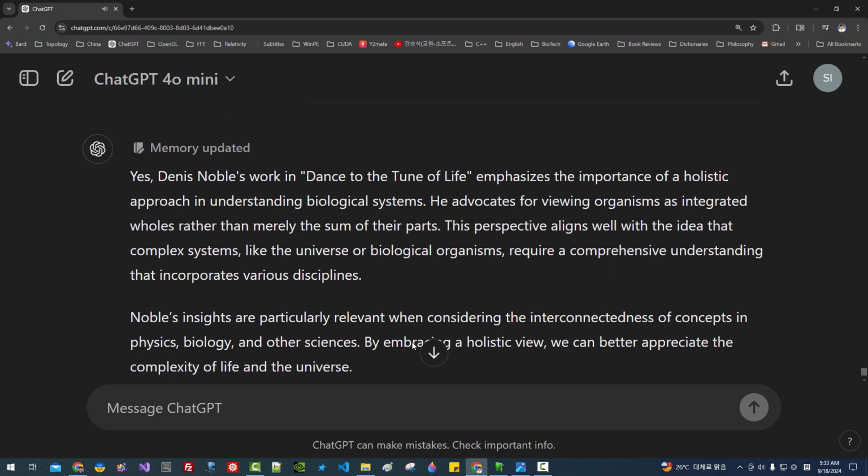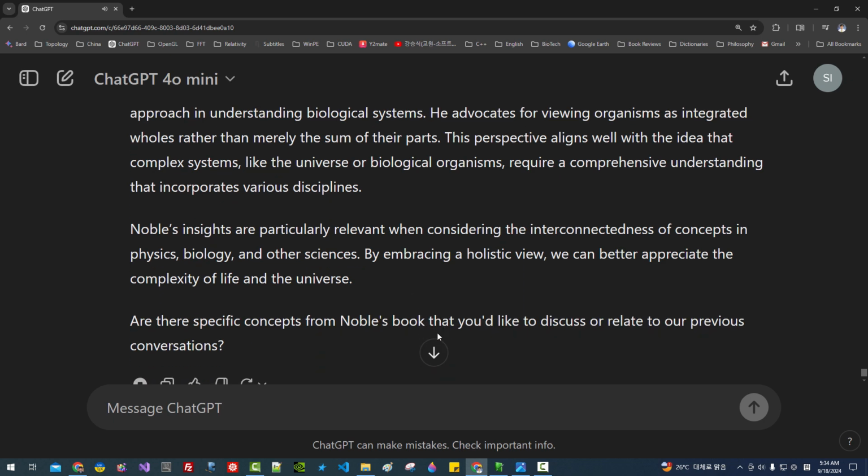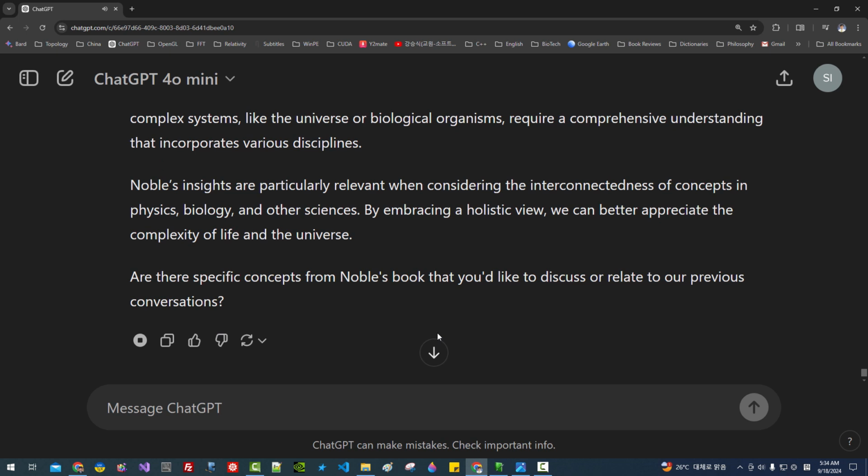Yes, Dennis Noble's work in Dance to the Tune of Life emphasizes the importance of a holistic approach in understanding biological systems. He advocates for viewing organisms as integrated wholes rather than merely the sum of their parts. This perspective aligns well with the idea that complex systems, like the universe or biological organisms, require a comprehensive understanding that incorporates various disciplines. Noble's insights are particularly relevant when considering the interconnectedness of concepts in physics, biology, and other sciences. By embracing a holistic view, we can better appreciate the complexity of life and the universe.